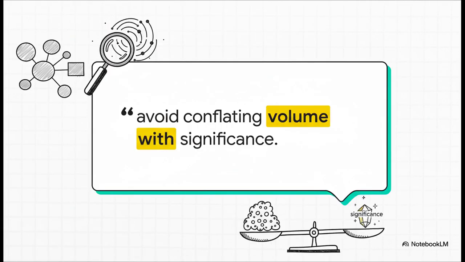But, and this is a huge but, there's a critical warning label that comes with this tool. You have to be so careful not to confuse volume with significance. Just because a topic is getting a ton of publications doesn't automatically mean it's the most important thing happening. These numbers always need context. It's not just about counting, it's about understanding what you're counting.